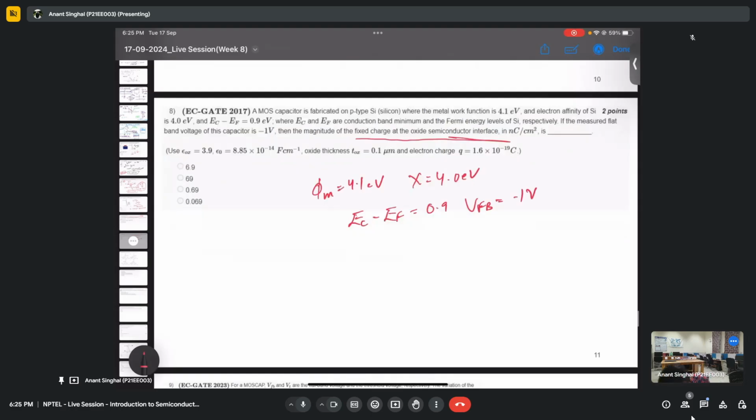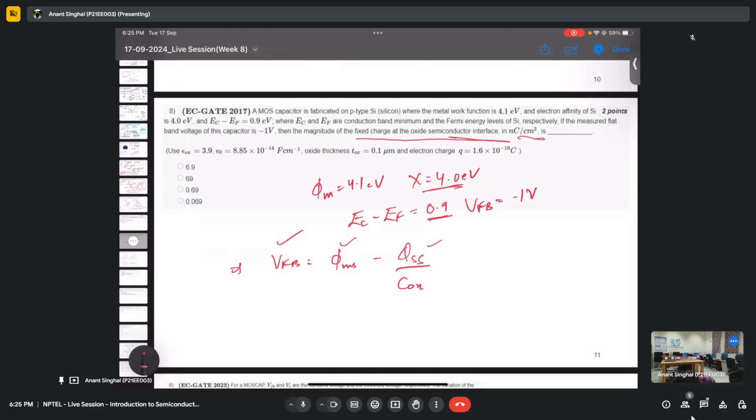We know the relation VFB is phi ms minus the fixed charge by Cox. We have VFB, and we have phi m; phi s we can calculate using these two things. For QSS we need to calculate Cox. For Cox we require the oxide thickness. Do we have that?